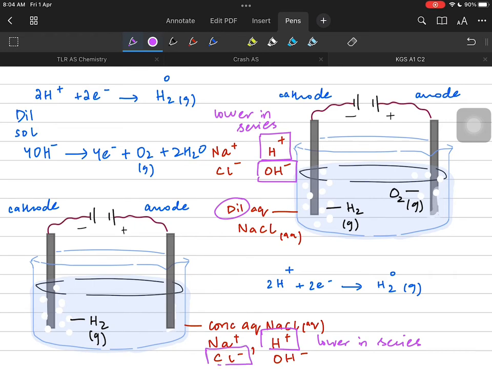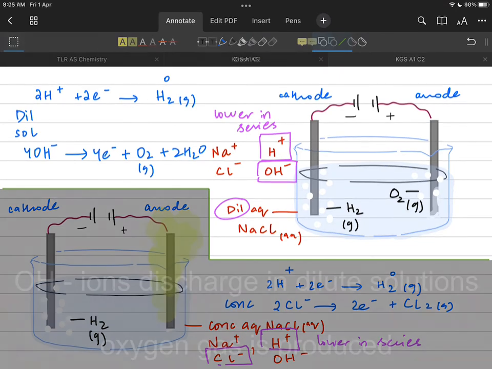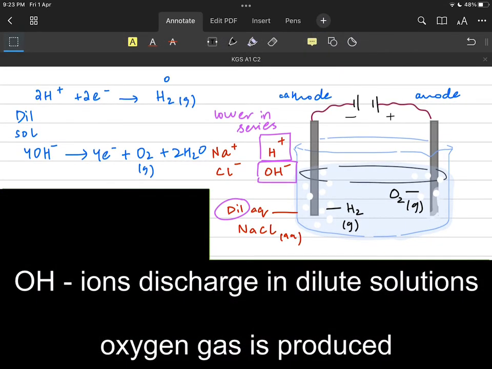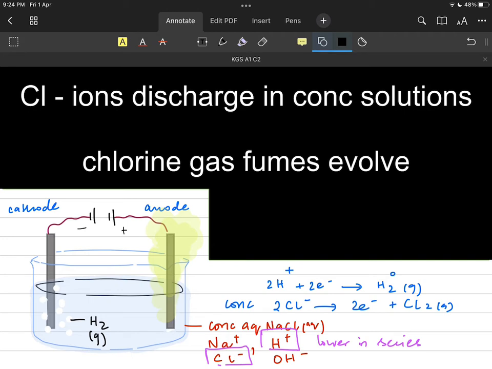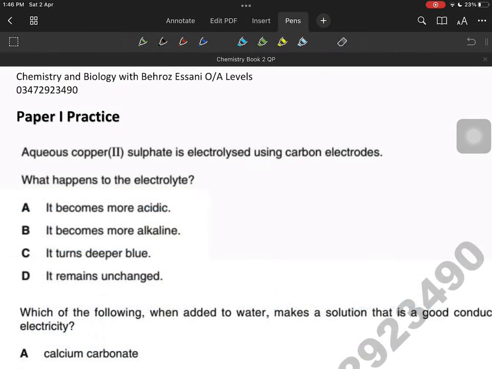However, in a concentrated solution, Cl minus ions will discharge on the anode. And here you can see the role of concentration. So chloride ions will discharge in concentrated solution to produce chlorine gas, which is actually a pale green fume released at the anode. While in the dilute solution, the OH minus ions will discharge. You need to remember this difference. Just the word concentrated changes everything. In dilute solutions, OH minus ions discharge to produce oxygen gas. In concentrated solutions, chloride ions discharge to produce chlorine gas.